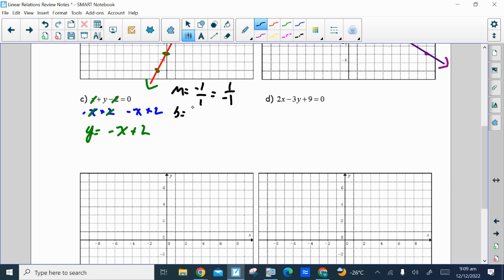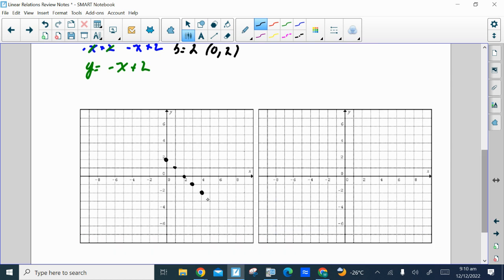And b, the y-intercept, is 2, which means the point (0, 2). It's always on the y-axis, so x is always 0. And that's where we start, (0, 2). And now we'll rise negative 1 and run 1.